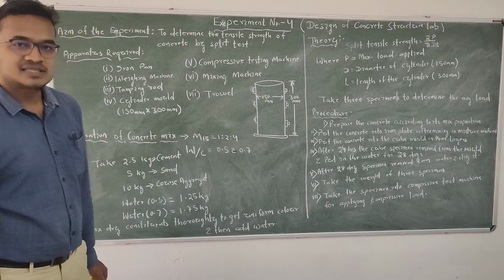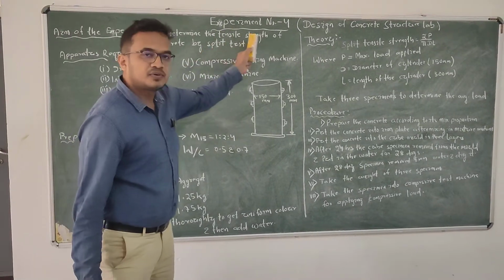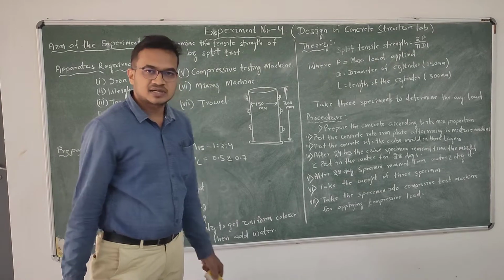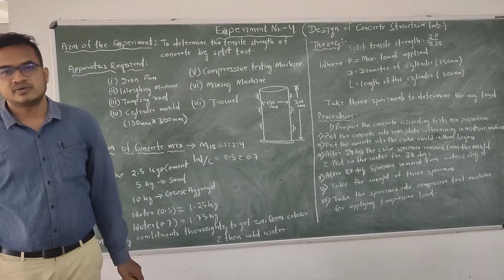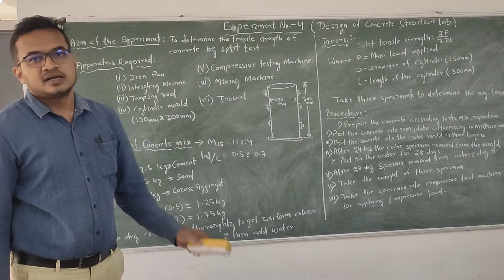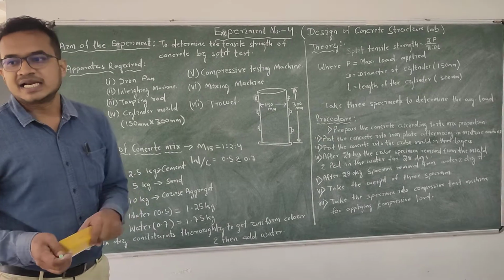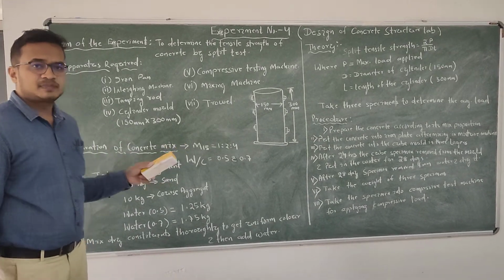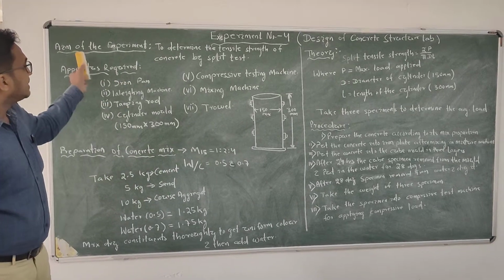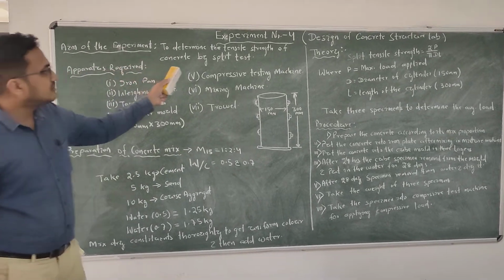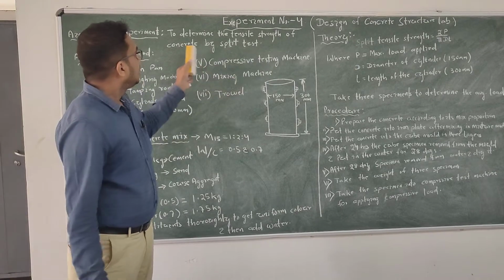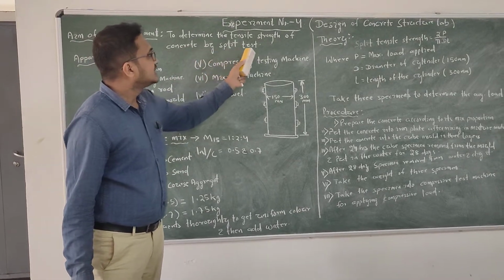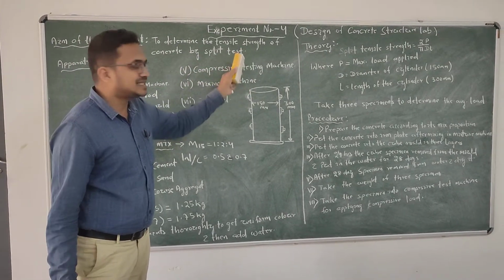Today we will discuss experiment number 4 of the Design of Concrete Structures lab. In this lab we will discuss the concrete specimen of cylindrical concrete. So what is the experiment of today's lab? The aim of the experiment is to determine the tensile strength of concrete by the split test.